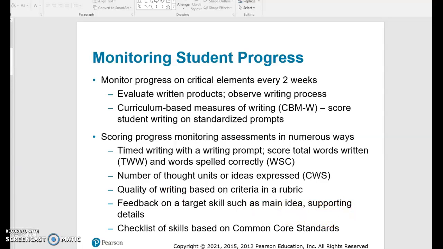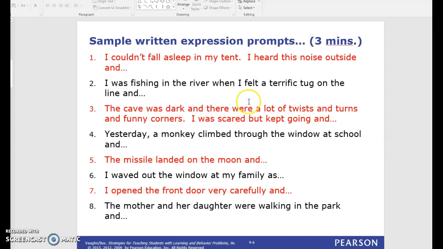All right, so let's look at some sample written expression prompts, and these are based off of 3 minutes. Written expression you could do for the whole class, right? So you could say, okay, I'm going to put a prompt, and you would only give them one. When I taught this face-to-face, I would give options and let the students choose one. But for your purposes, you would give them the same prompt.